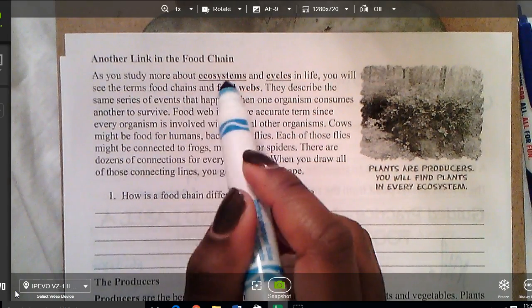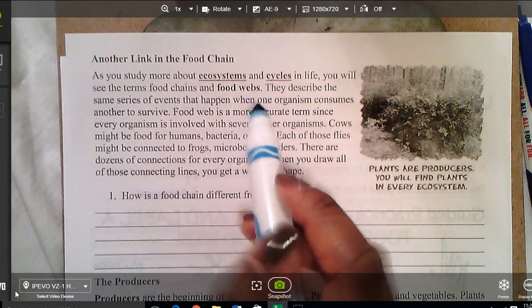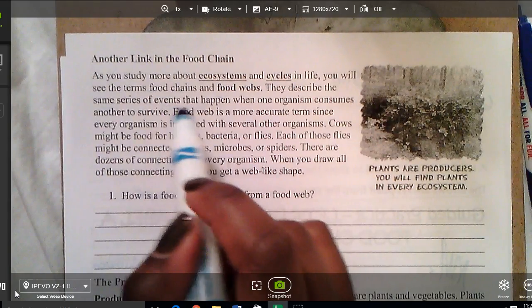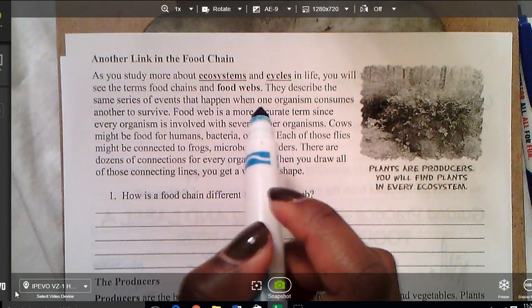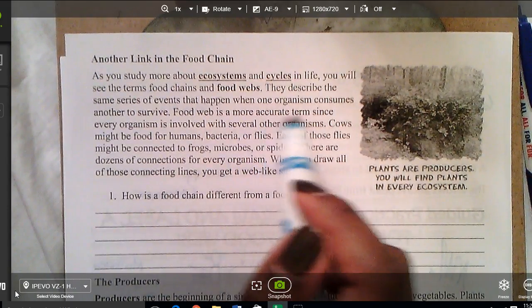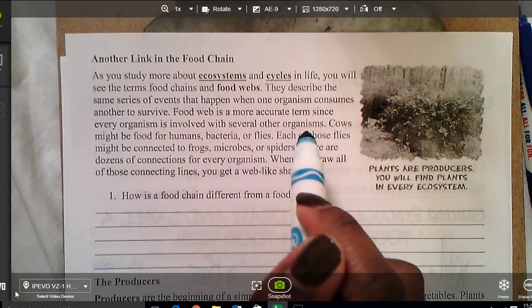As you study more about ecosystems and cycles in life, you will see the terms food chains and food webs. Not two chains, food chains. They describe the same series of events that happen when one organism consumes another to survive. Food web is a more accurate term since every organism is involved with several other organisms.